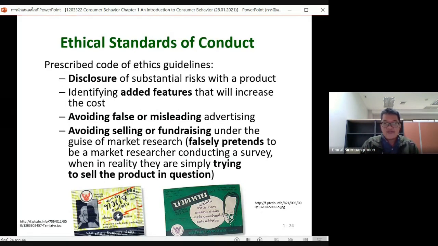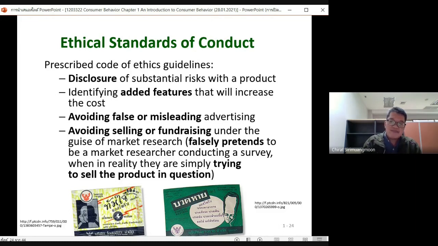Then avoid false or misleading advertising. So I have the picture below. The first one, in Thai, translates like "fast." The right one, translated to Thai, means "relief." So what does this mean? Sometimes the brand name can lead you to some expectation, which might not always be true.